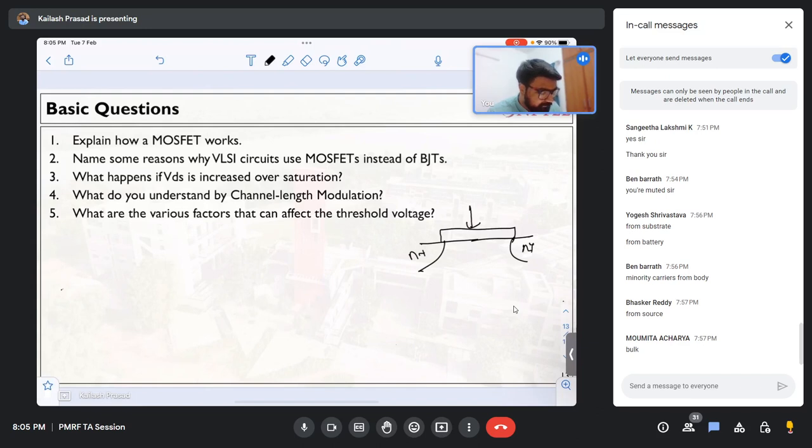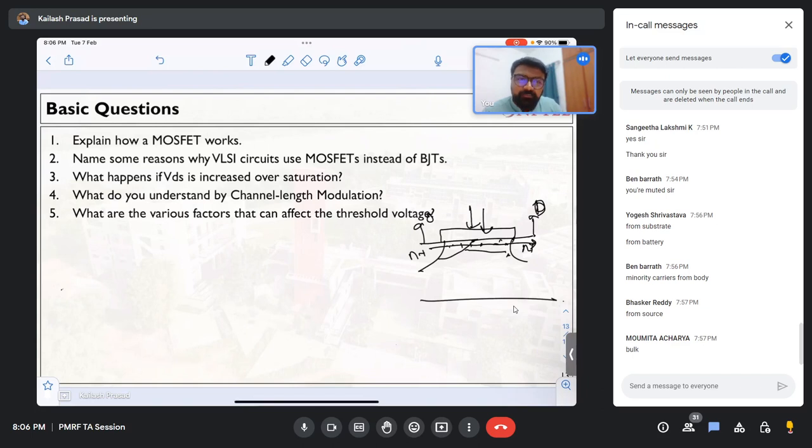Right, if this is N plus, as soon as the gate is applied, suppose both are zero, as one of the guys has mentioned that I have not applied any VDS, then what will happen? Both the junctions are forward biased. So from here also electron will come, from here also electron will come, and electron will be here. Now, as soon as you apply the drain voltage, this electron will start moving from here. The channel will start moving, the electrons will start moving, and the current will start moving.